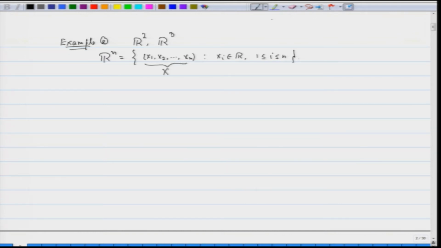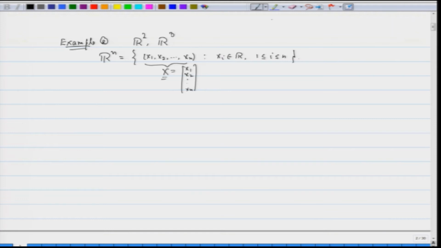Example 2. You have already seen R2, R3. We can also talk of Rn. N is any positive number for us. So, I can take this Rn as the set of collection of elements of the type x1, x2, ..., xn, such that each xi belongs to R, 1 less than or equal to i less than or equal to n, fine. So, I can write this vector as x. Generally I am not putting transpose here, but as I said, vectors are always column vectors for us. So, it will look like this: x1, x2, ..., xn.